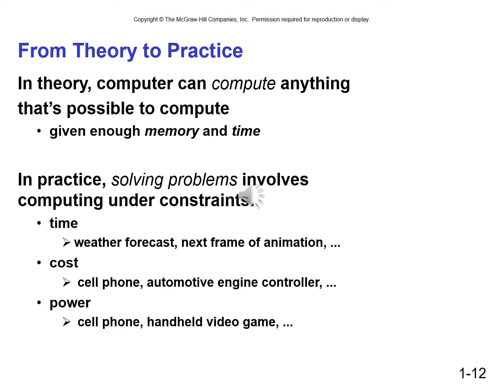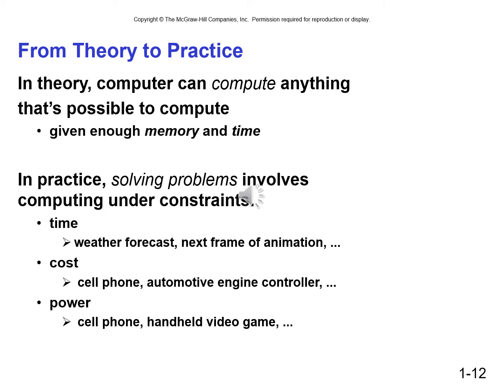So once again, we're going to move from theory to practice in this course. And to start with, in theory, a computing device, a Turing machine, can compute anything that's possible to compute. Now, for the caveat, the really important caveat, given enough time and memory. These are very significant constraints.